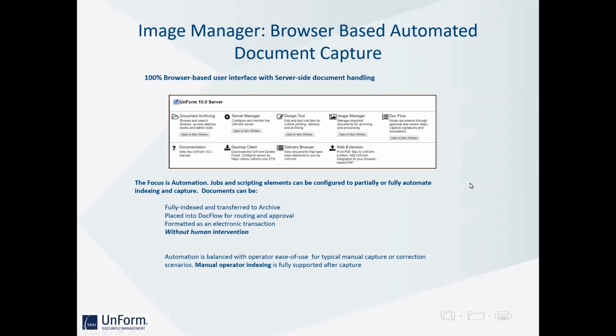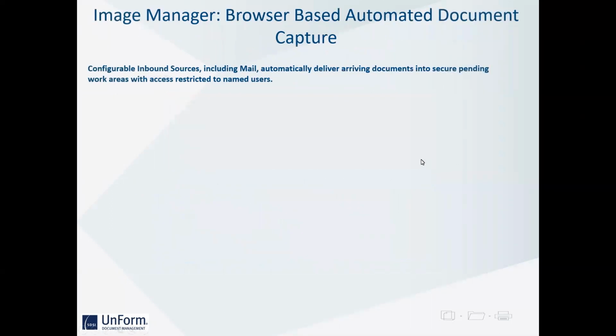So again, a lot of effort went into automating the processes to minimize the amount of data entry required to get documents not only into the archive, but in some instances into your ERP as well. But we also balance that so that it's easy for an operator, a person, to go in and manually index things or correct things as needed. So it's a balance between automation and usability by the end user.